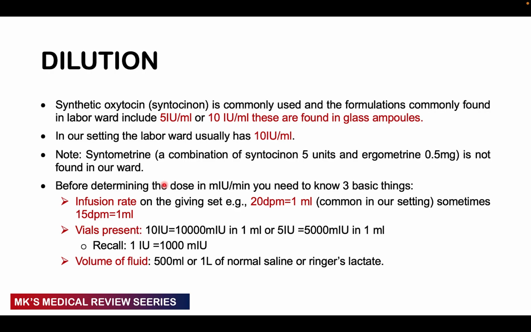So ensure that you check your giving set to see how many drops will give you 1 ml from that giving set. That's the first information that you really need to know. The second information is how much oxytocin you're actually going to be injecting into the vial.